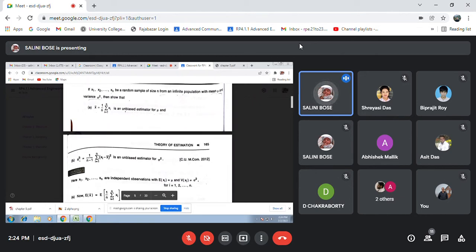And you already know small s square is equal to 1 by n minus 1 summation of i equal to 1 to n of (xi minus x bar) square. This is nothing but the variance. This is the formula of variance, right?